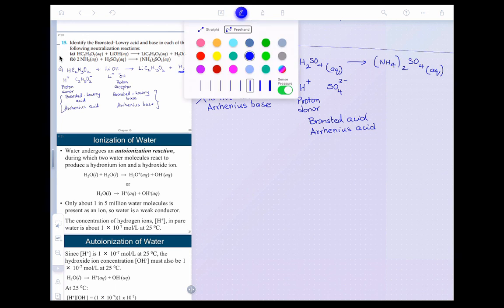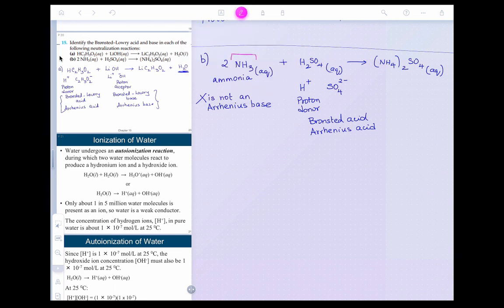But take a close look at the change in the formula. NH3 becomes NH4. So it has accepted a proton. So it is a proton acceptor. So it is a Bronsted-Lowry base. It's not an Arrhenius base, but it's a Bronsted-Lowry base. So sometimes both definitions will lead to the same answer, Bronsted and Arrhenius. Sometimes one definition will not work. They don't lead to opposite answers.